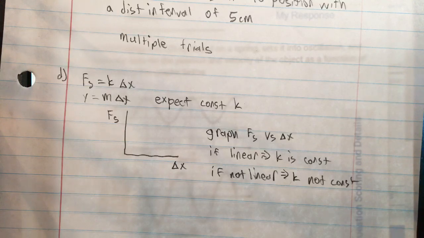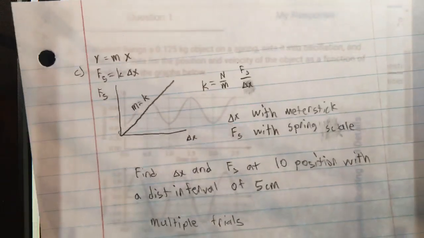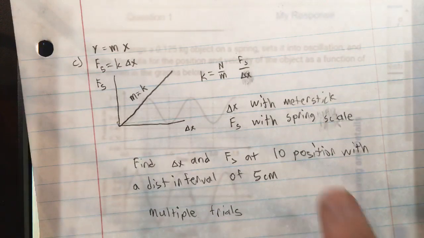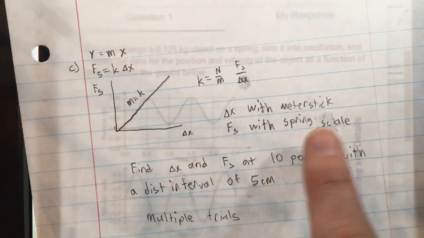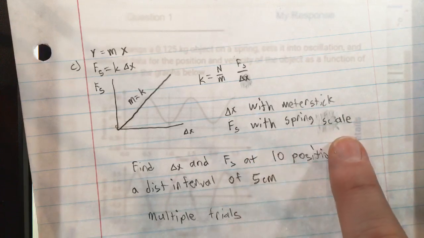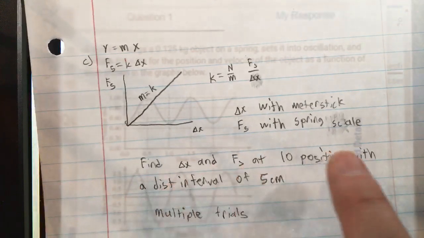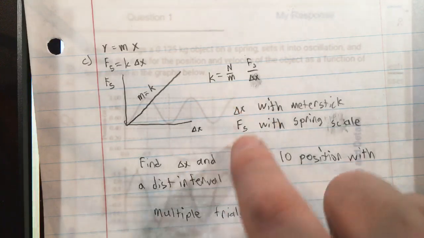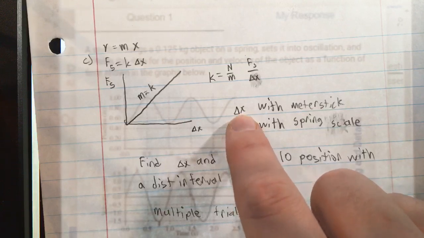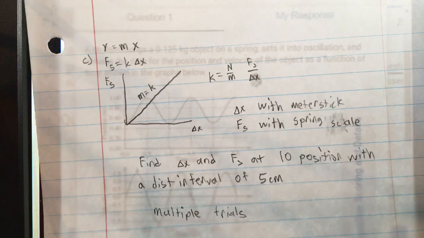All right. No other questions on that one? It seems mostly okay. Again, the biggest thing, make sure you always talk about what you're going to measure with what. You really can just use simple sentences like this. I'm going to measure displacement from equilibrium with a meter stick. I'm going to measure spring force with a spring scale. Find displacement and spring force at 10 different positions with a distance interval of 5 centimeters. That's most of the points. When it says write a paragraph, that really is a paragraph. I just wouldn't abbreviate delta x. I would say displacement from equilibrium.